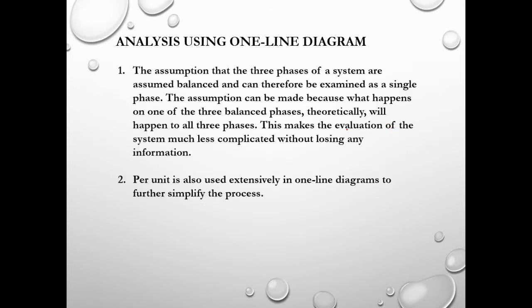And then, analysis using a one line diagram. The assumption is that the three phases of a system are balanced and can therefore be treated as a single phase. So this is what I mentioned just now. All the system must be assumed in balanced condition before we can represent the three phases as a single phase or single line diagram. The assumption can be made because what happens on one of the three balanced phases theoretically will happen to all three phases. Whatever happens in the single phase may also theoretically happen to all three phases.